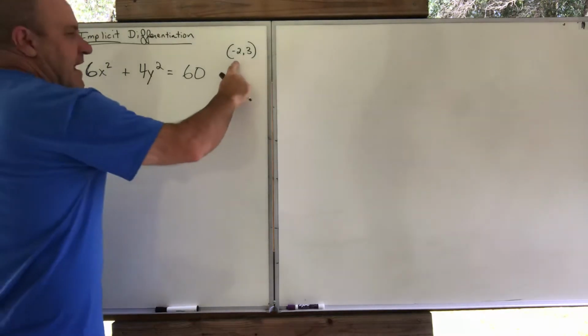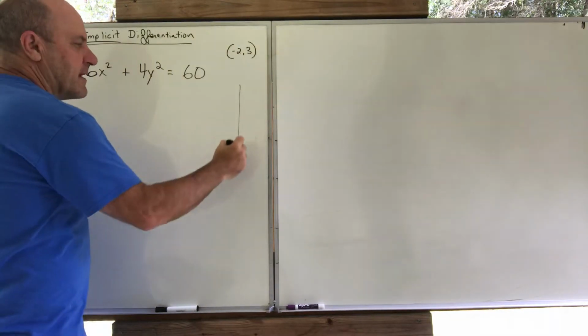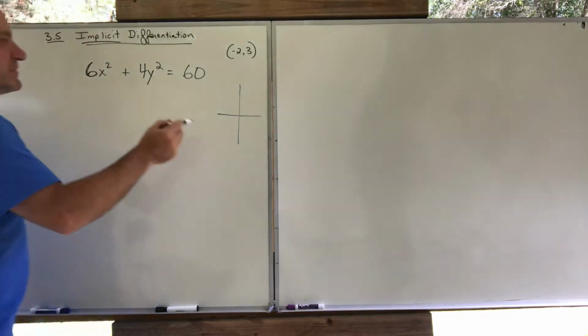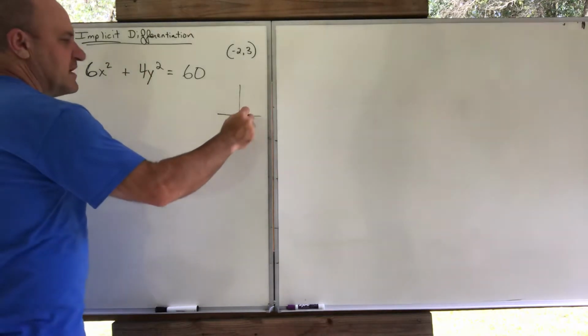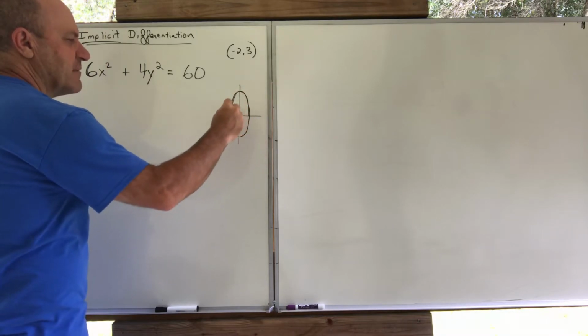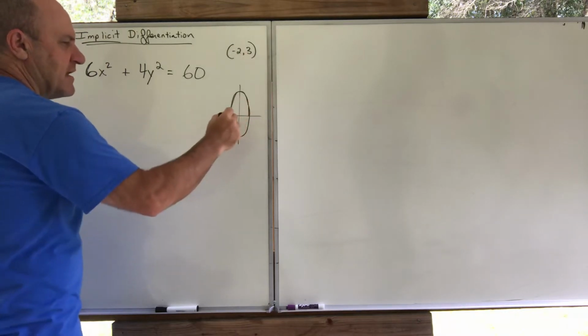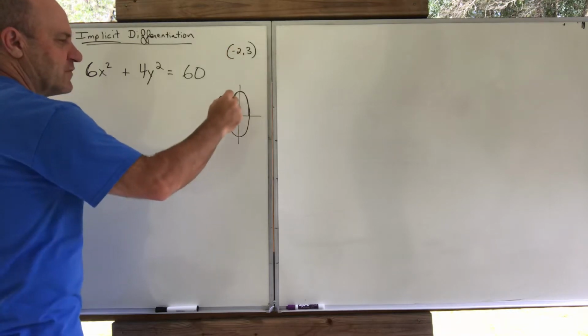And maybe I'm at this point, negative 2, 3. Let's just think about this a second. It's an ellipse. I think it would be centered at the origin. It would be elongated in the y direction, I believe. I'm at the point negative 2, 3. Maybe I'm right there, negative 2, 3.